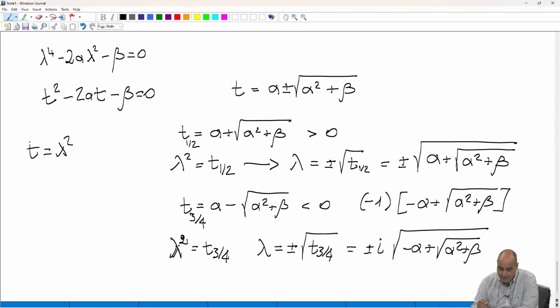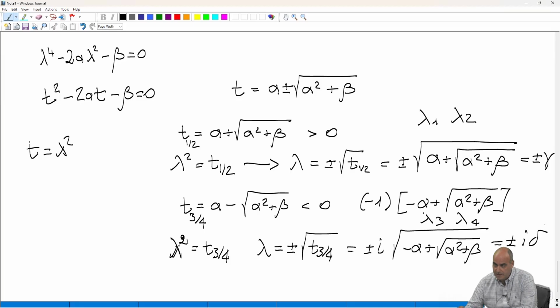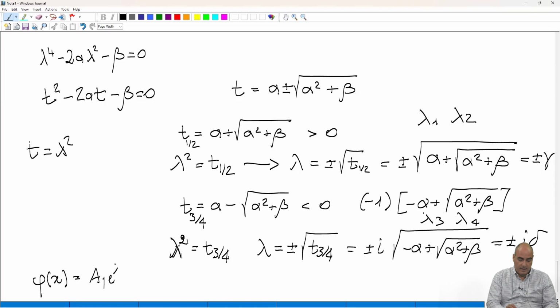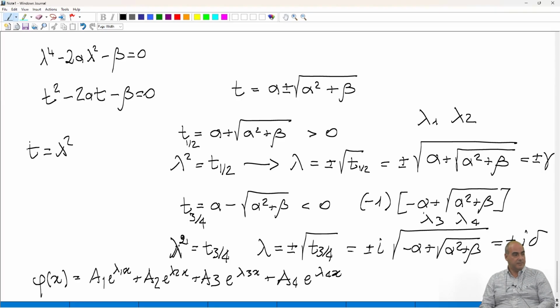So actually I have lambda 1, lambda 2, lambda 3, and lambda 4. I can also write plus or minus gamma, plus or minus i delta. And then what does the theory of differential equations tell me? It tells me that the solution is something like A1 e to the lambda 1 x plus A2 e to the lambda 2 x plus A3 e to the lambda 3 x plus A4 e to the lambda 4 x.